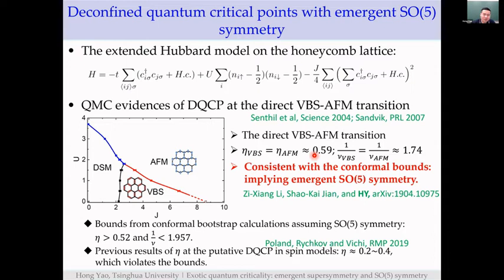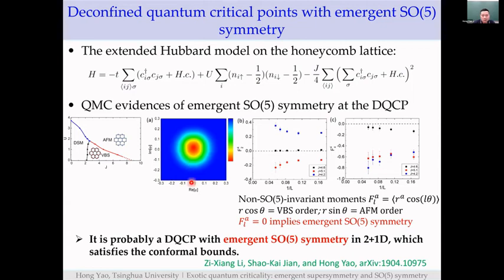For this model in this range, we found that the critical exponents obtained are consistent with the conformal bootstrap, implying this quantum critical point might have emergent SO(5) symmetry. Indeed, we found evidence of emergent SO(5) symmetry. First, at the quantum critical point, at the quantum phase transition, we found that there's a U(1) symmetry for this VBS order parameter.